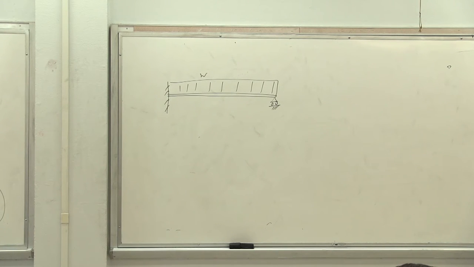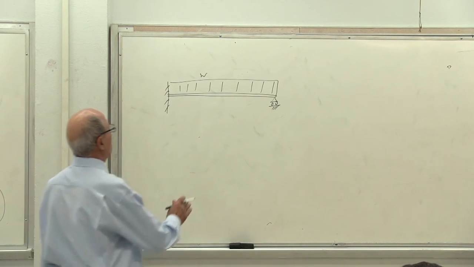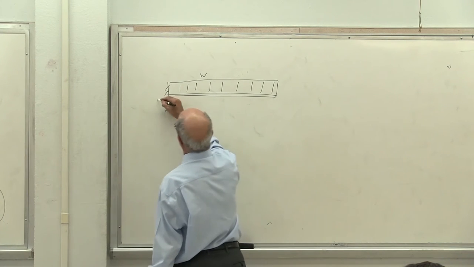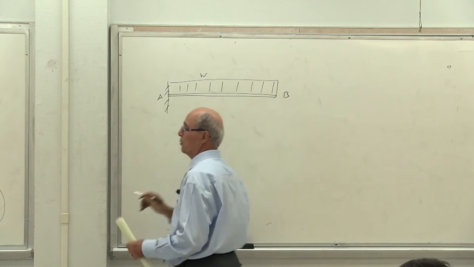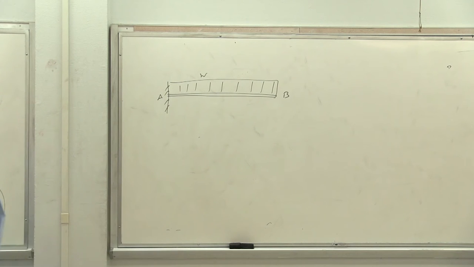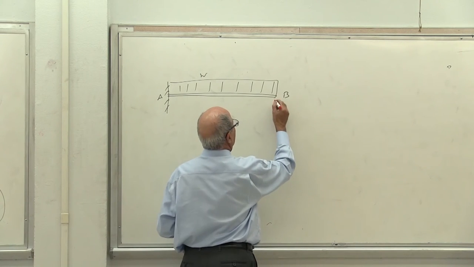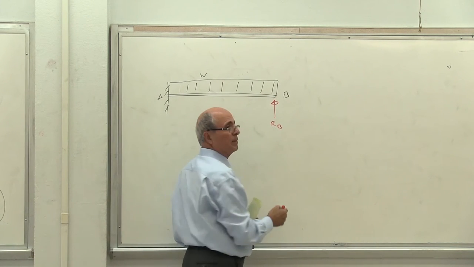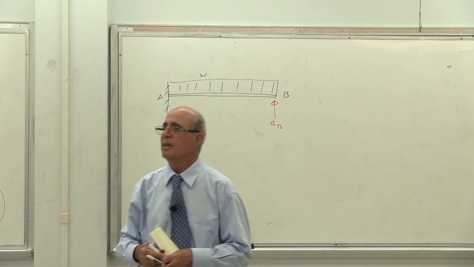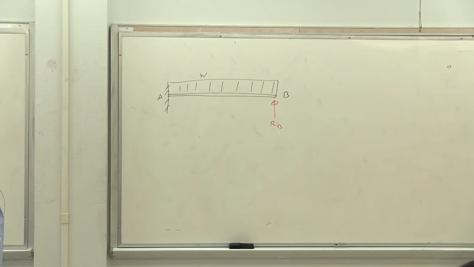Do you remember what we did in the superposition method, guys? If this was supposed to be done with superposition, which I did in class for you, what did I do? Remove it, what did I put there? If this is point A and this is point B, what did I put there? There is a reaction there because you're putting a support there. So that reaction is RB.